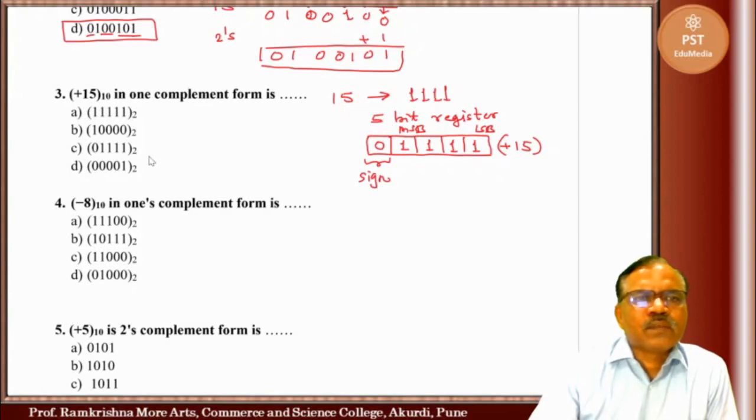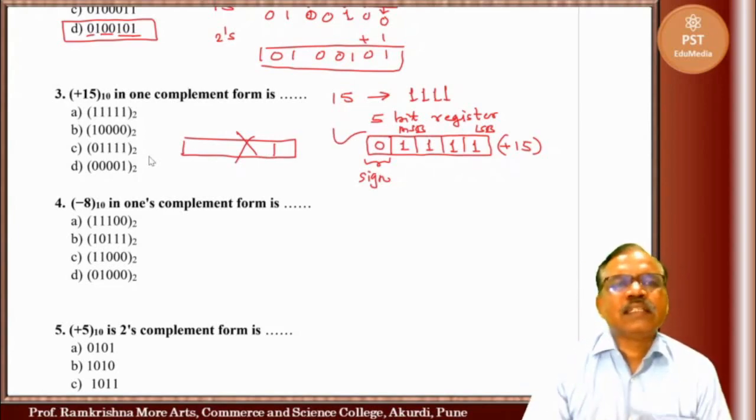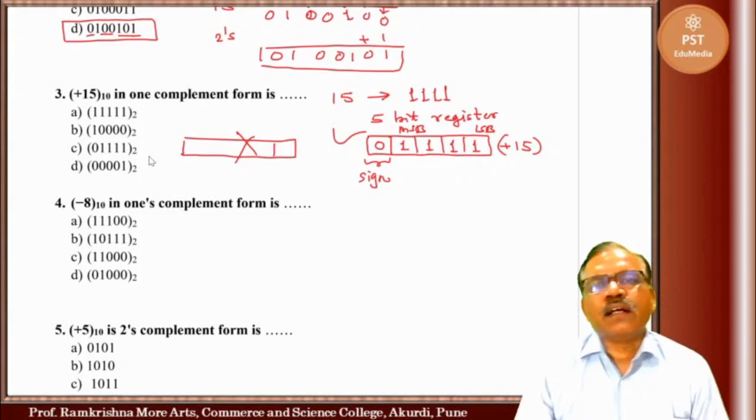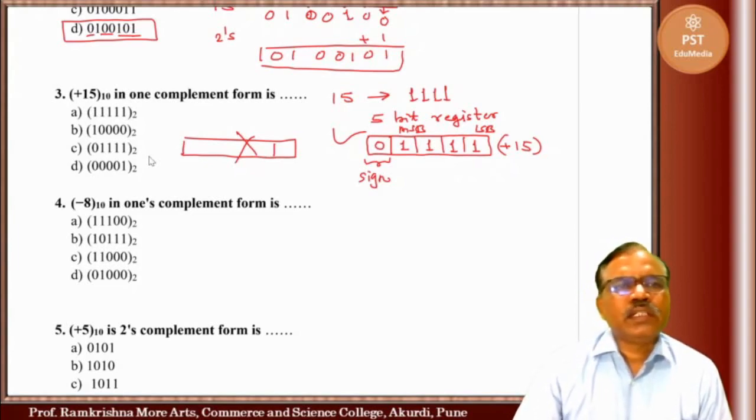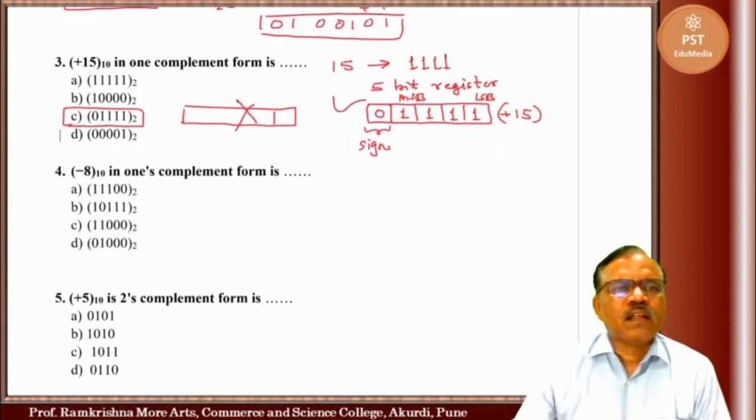Plus 1. So here we get, now it is the same as that of one's complement. If it is negative, then we have to invert that. So it is 0 1 1 1 1. This is plus 15.